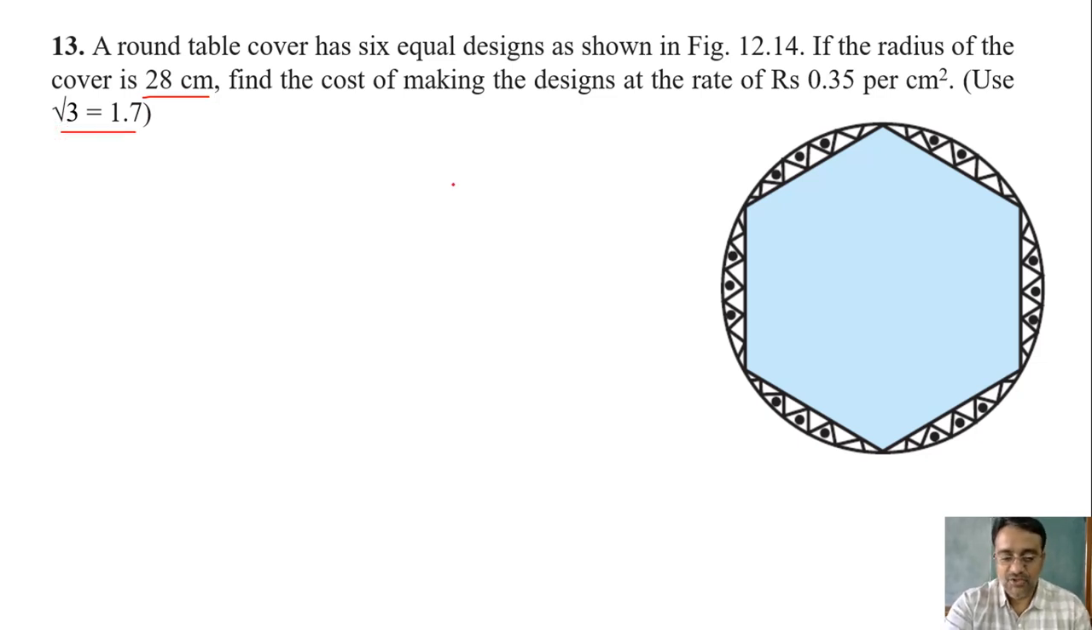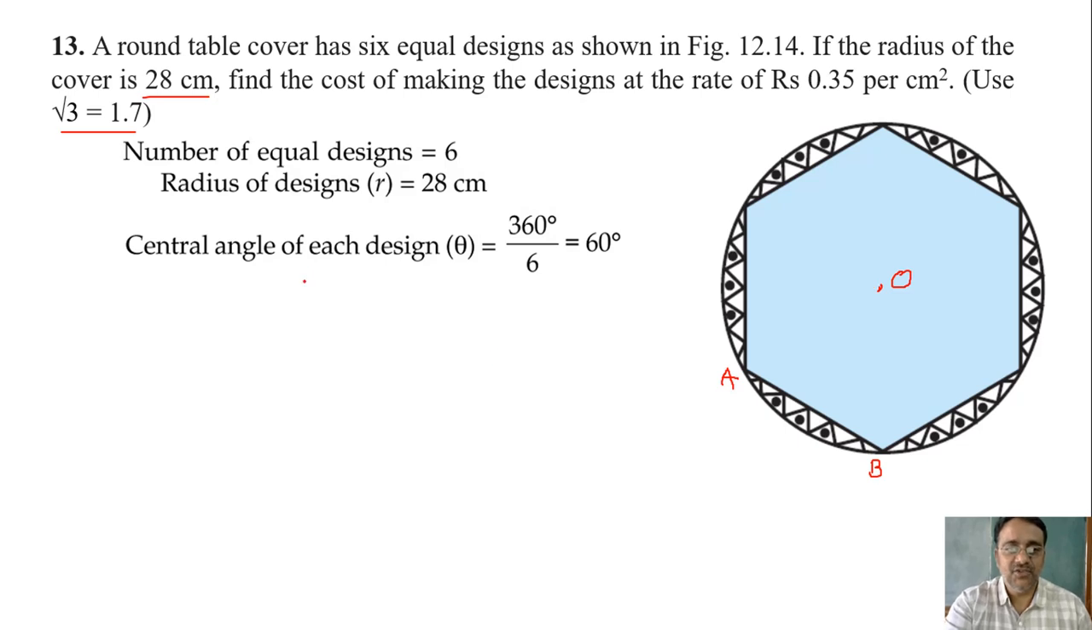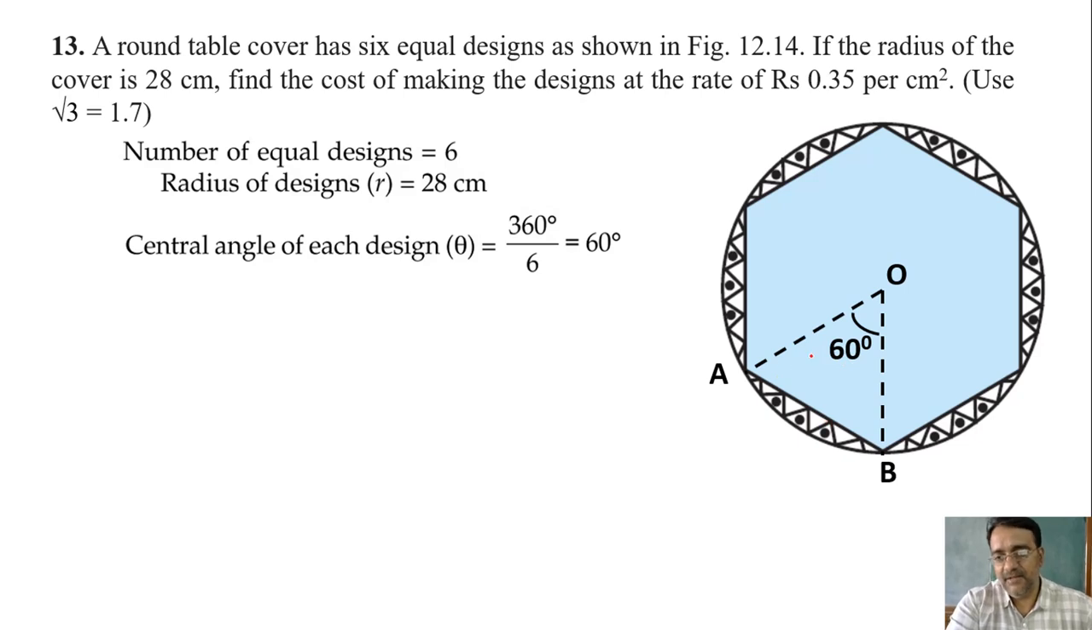ओके फाइन. सो पहले तो हम लोग यहाँ पे जो सेंटर है, सेंटर से ज्वाइन करेंगे दोनों पॉइंट्स. इसको A ले लेंगे और इसको B ले लेंगे. The center is O. Okay, we'll join this figure. So number of equal designs are 6 and the radius is given 28. So central angle will be equals to 360 upon 6, that is 60 degree. Okay, so हम लोग को अगर ज्वाइन करेंगे तो ये वाला डिग्री मिलेगा, ये वाला फिगर मिलेगा.